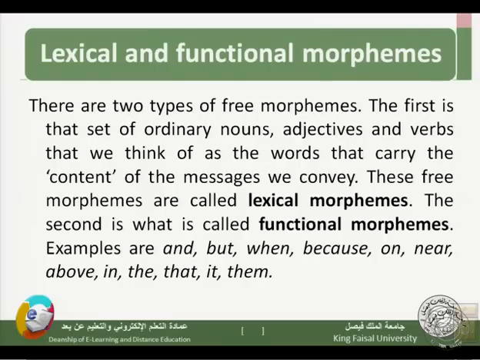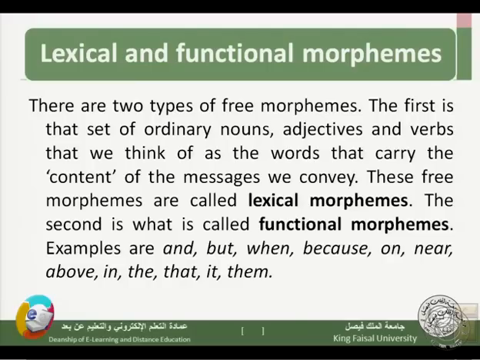Lexical and functional morphemes. There are two types of free morphemes. The first is that set of ordinary nouns, adjectives, verbs, etc. that we think of as the words that carry the content of the message we convey. These free morphemes are called lexical morphemes. Most of the lexical morphemes are nouns, verbs, adjectives, and they usually convey a meaning.